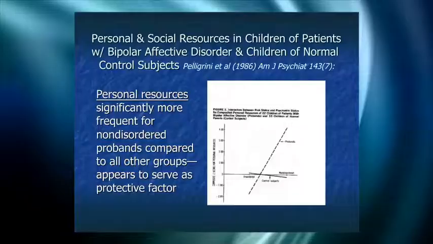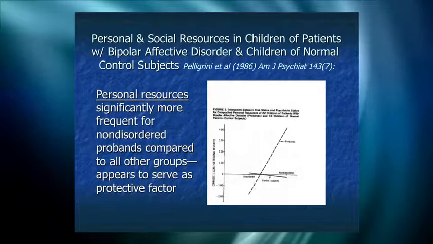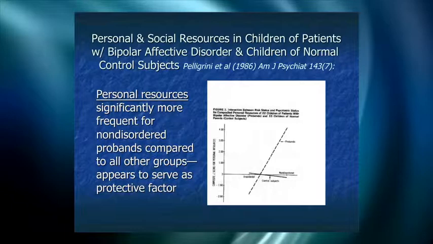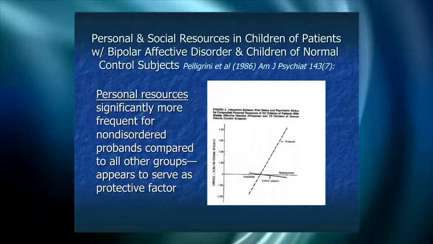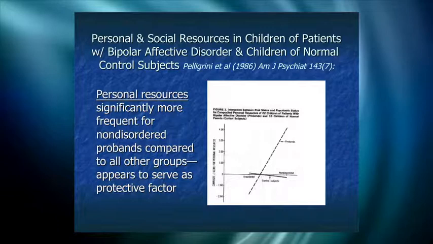Okay. But then what he found, which I think is a fascinating result, is that personal resources were significantly more frequent for non-disordered probands compared to all the other groups. So if you were a control kid, you were all about the same here, so you see this line. But if you were non-disordered and you had support, you were doing significantly better. So that notion of personal resources is kind of getting at the notion of resilience. You might have a lot of strikes against you, but what are those protective factors that can really help you do okay?